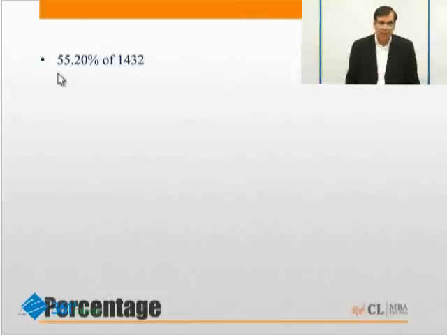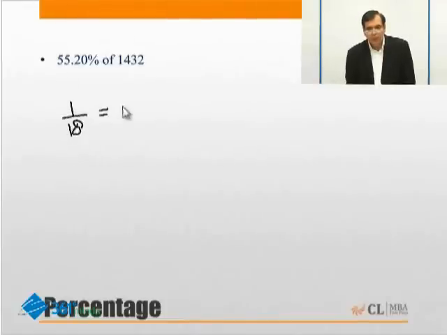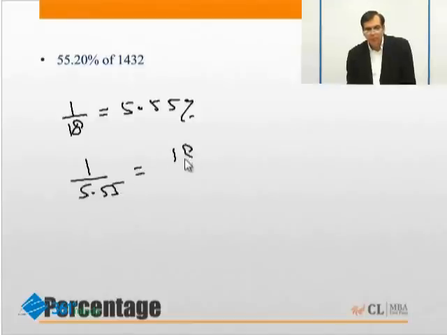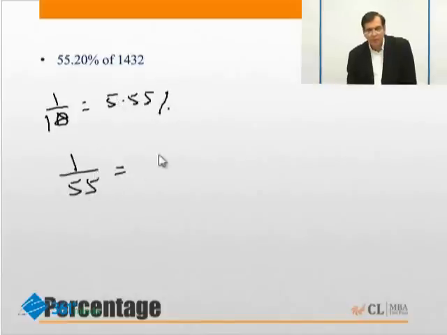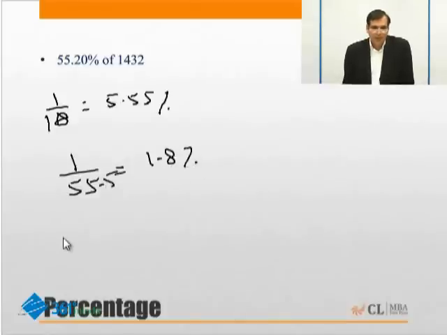Okay, there's another thing you could have done if you remember your reciprocals. 1 by 18 is equal to 5.55%. So I can even say 1 upon 5.55 should be equal to 18. Or I can say if 1 by 18 is equal to 5.55%, then I can even say 1 by 55.5 should be equal to 1.8%. Okay.